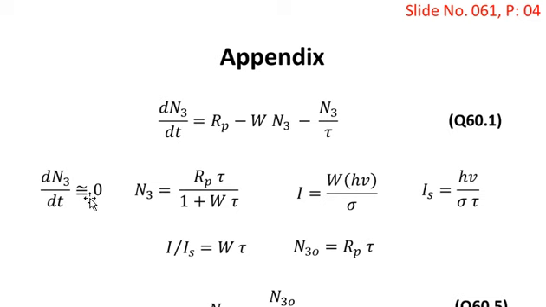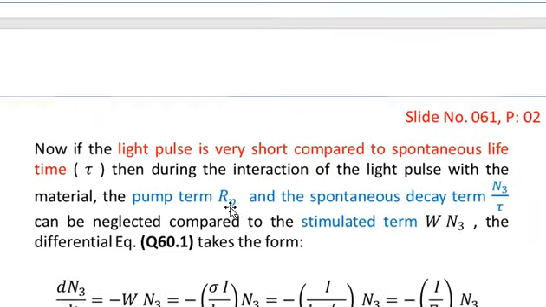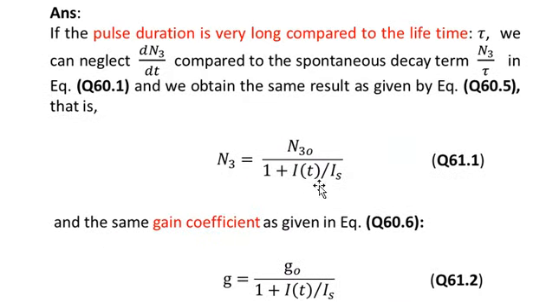So dn3 over dt is equal to 0, and if you solve this equation under this condition, you get n3 equal to Rp tau over 1 plus omega tau. So this is what we have explained over here, that is, we have obtained n3 in this formula.